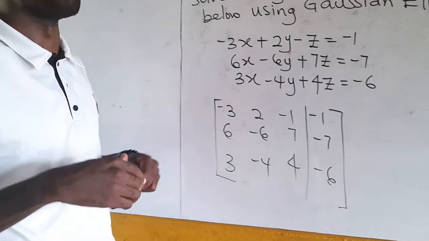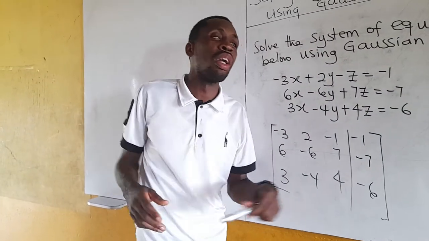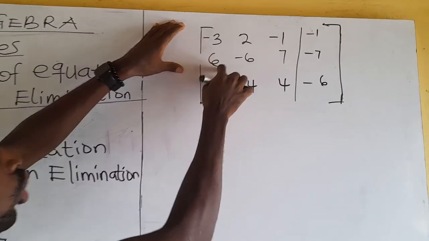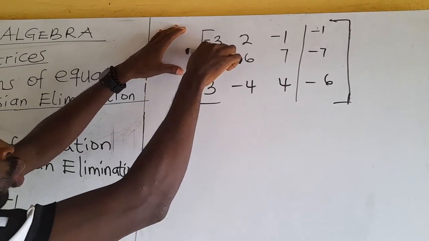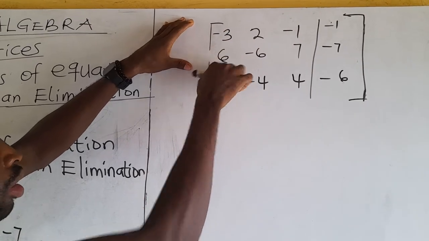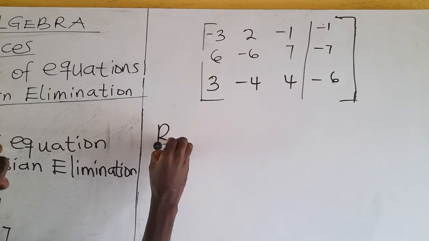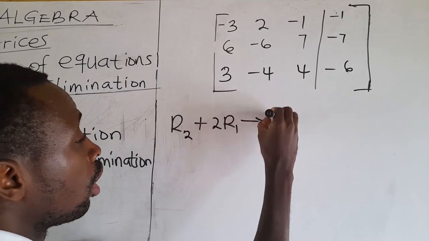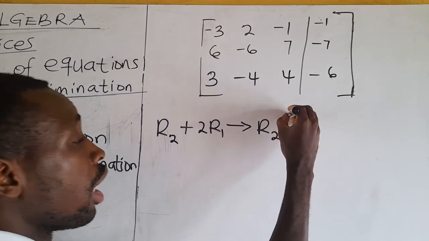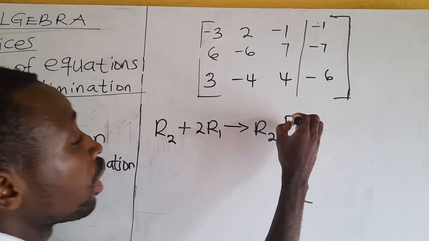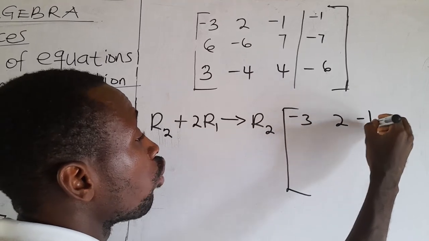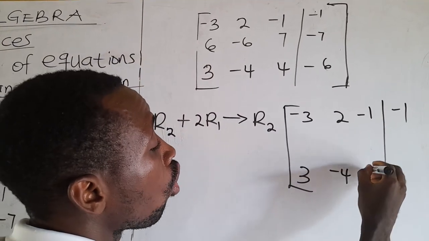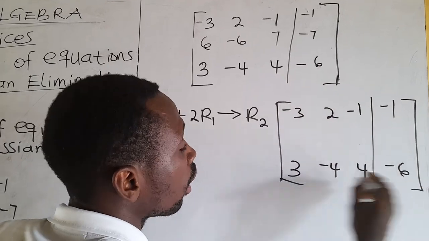Now we perform the elementary row operations to reduce the augmented matrix to row echelon form. So now let's start. First we reduce this to 0. If you multiply this by 2, it becomes 6, negative 6. Negative 6 plus 6 will become 0. So we say that R2 plus 2 times R1 should go into R2. So the first row will not be affected. So we repeat negative 3, 2, negative 1, then negative 1. Then we have 3, negative 4, 4, negative 6. It will not be affected.